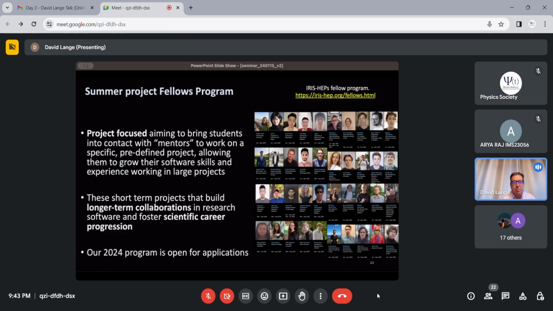The other example program we're calling a summer project fellows program. It's actually more flexible than just summer, because everybody has a different academic calendar. The idea is to bring students in contact with mentors to work on a predefined project around software, to both develop their software skills and give them experience of working in large projects in a collaboration.